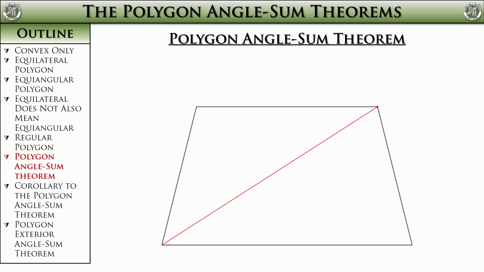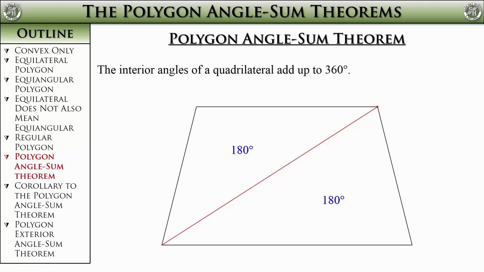By doing this, I have split this quadrilateral up into two triangles. The angles of those triangles happen to make up the angles of the quadrilateral. We know that the top triangle's angles add up to 180 degrees, and we know that the bottom triangle's angles add up to 180 degrees too. So our quadrilateral is just two triangles. Each triangle has 180 degrees. So our quadrilateral must have 360 degrees in total.